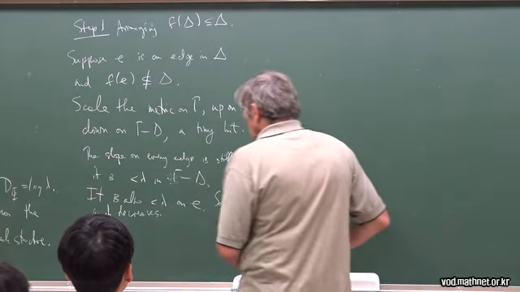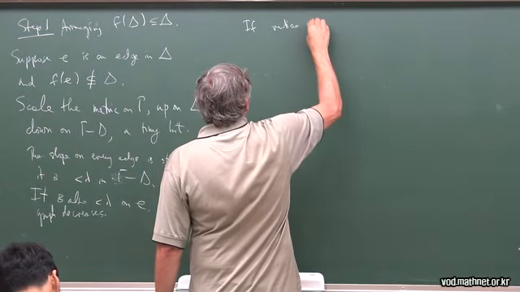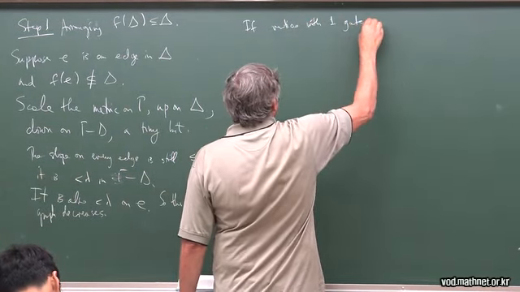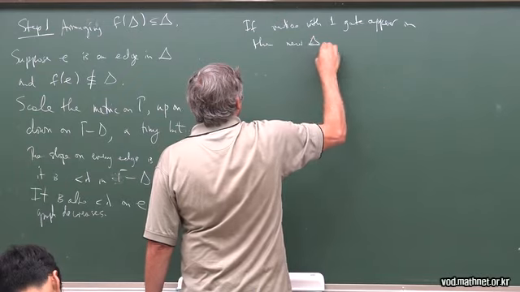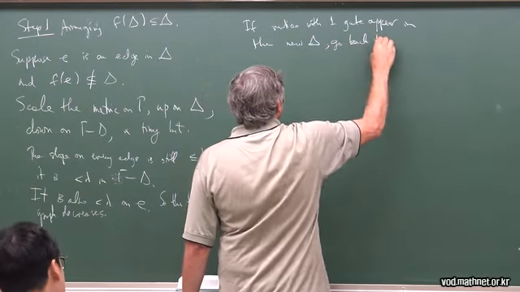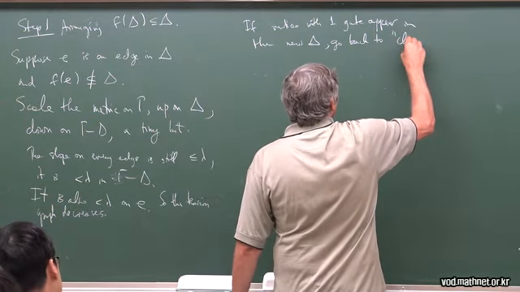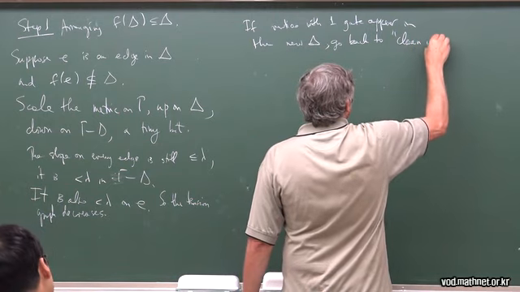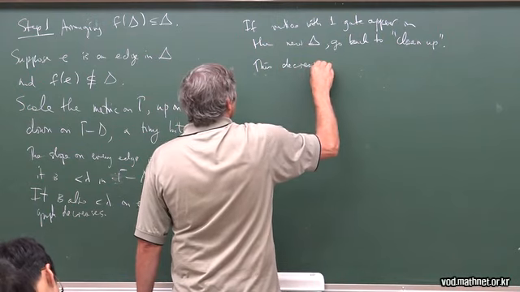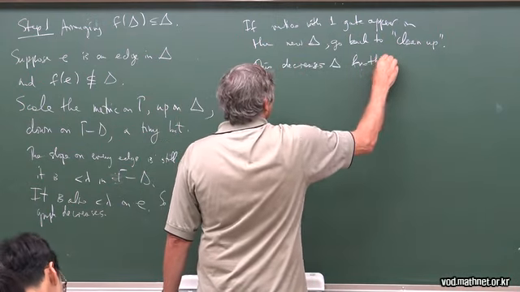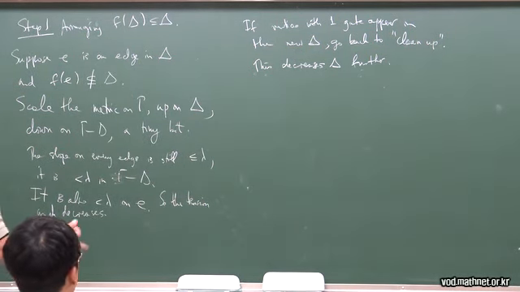So if vertices with one gate appear in the new delta, go back to this first step, or a zeroth step, to clean up. I'll just call it cleaning up. So this decreases delta further. It can never become empty, right? Delta can never become empty, because that would mean that your displacement wasn't dphi but smaller.